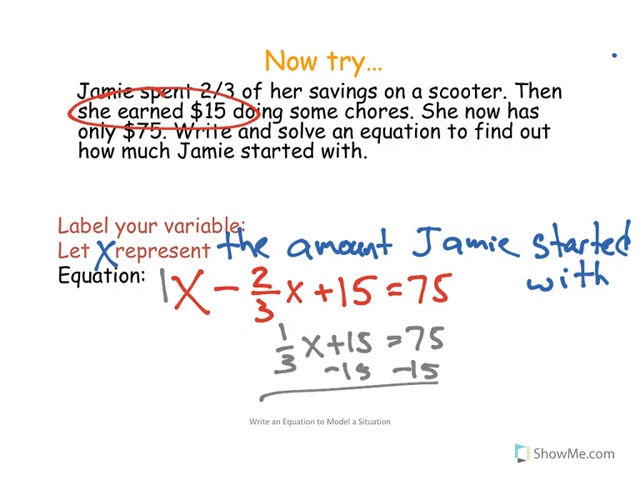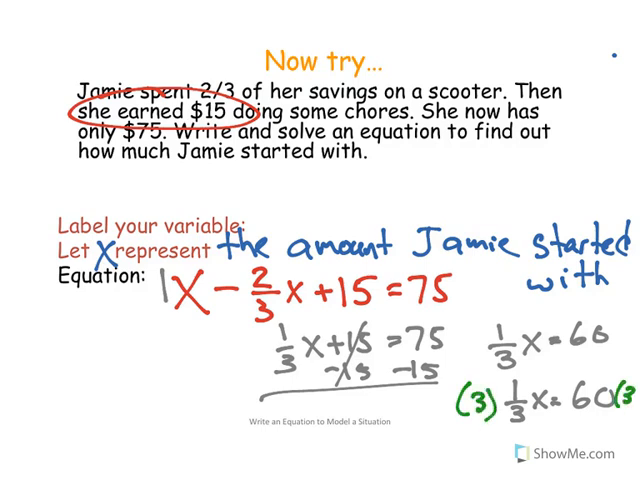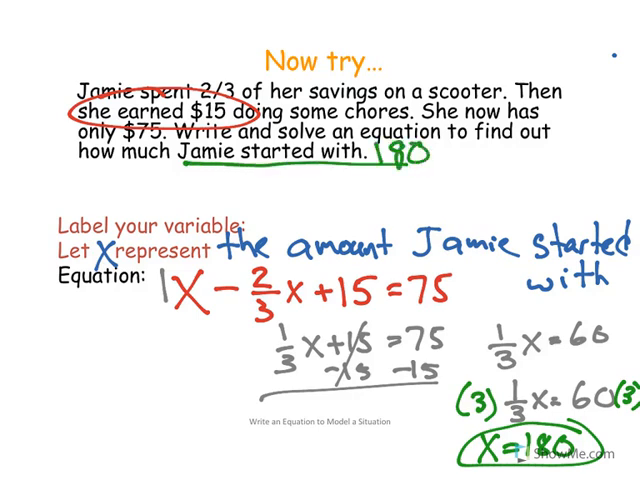We add negative 15 on both sides. That's going to give me 1/3 x is equal to 60. So I'm going to rewrite 1/3 x is equal to 60. I'm going to multiply both sides by the reciprocal, which is 3. And it looks like it should give me x is equal to 180. So our answer in a complete sentence would be Jamie started with $180, right? We're talking about turning the question around. Jamie started with $180.